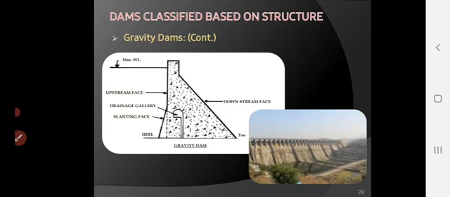The portion of the river before the dam is known as upstream, and that face of the dam is known as the upstream face. The portion of the river after the dam is known as the downstream portion of the river, and that face of the dam is known as the downstream face. So this is the original figure of Sardar Sarovar Dam, which is the best, I can say, gravity dam in India.